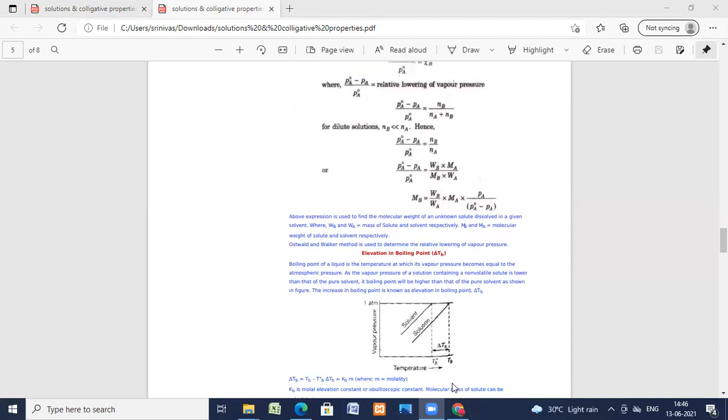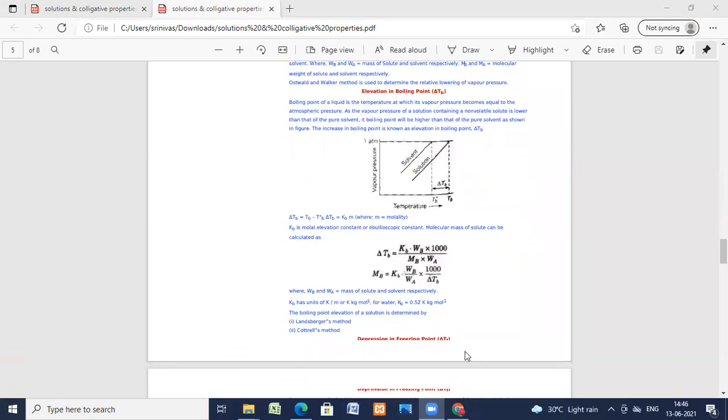Now we'll see elevation of boiling temperature, delta T. Boiling point of a liquid is the temperature at which its vapor pressure becomes equal to atmospheric pressure. You know, when will a liquid boil? What is a boiling temperature? When you take a liquid, put it on, and give it heat, it starts boiling after some time.